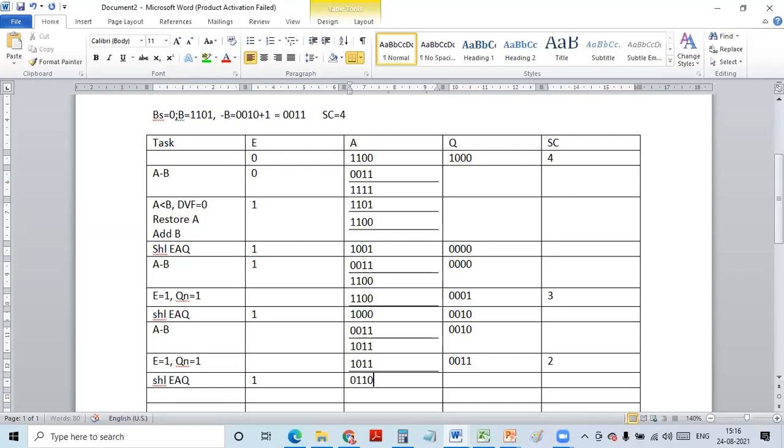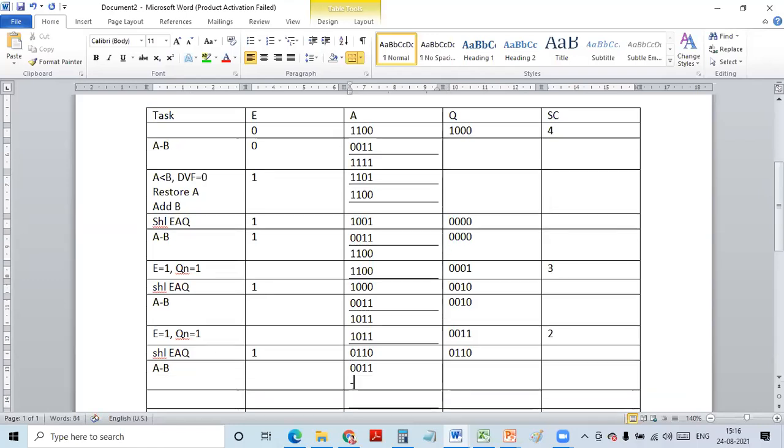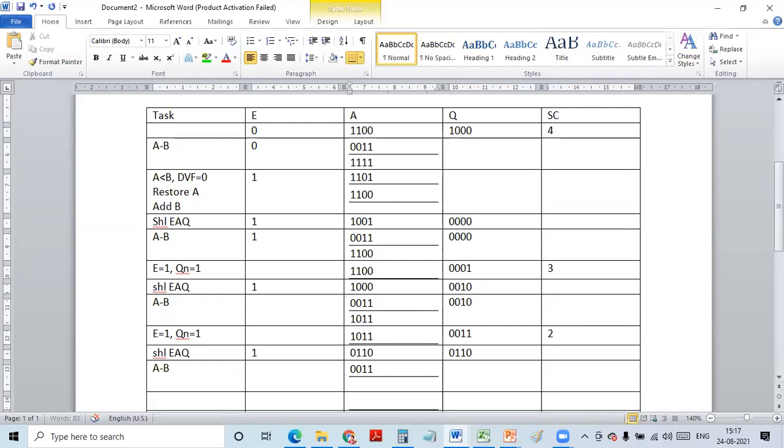0 1 1 0 0 1 1 0. So A minus B. B is 0 0 1 1, minus B, we are adding. So we'll be getting 1 0 0 1. Right? 6 plus 3 is 9. After this, since E is equal to 1, you have to make Qn as 1. So 1 0 0 1 0 1 1 1.